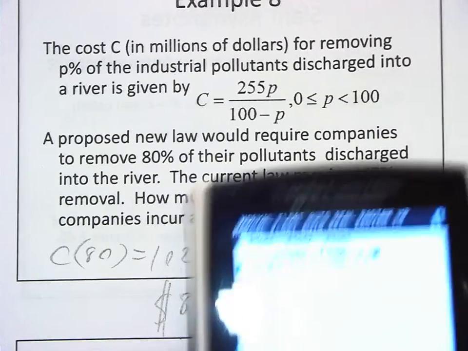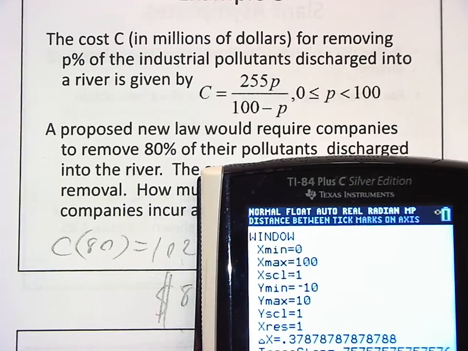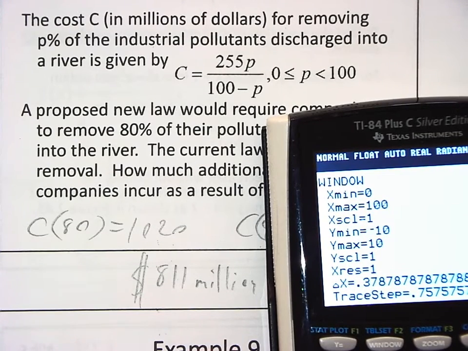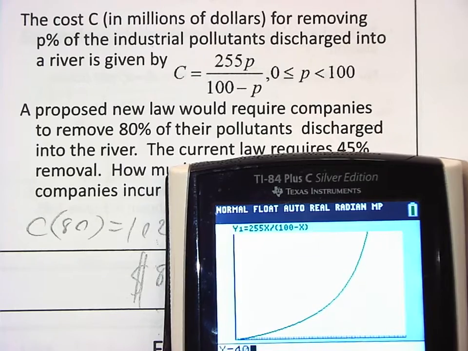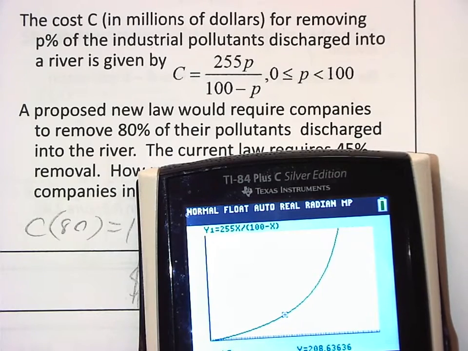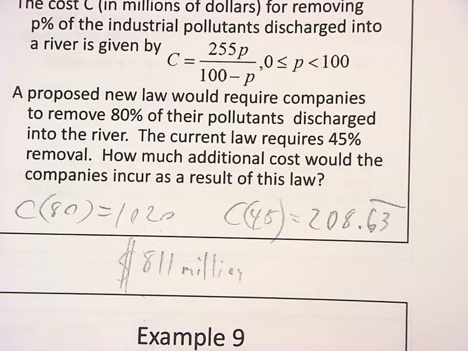So the idea is, and it looks a little bit strange, but if I graph this thing from 0 to 100, because negative values wouldn't make any sense, and I know I want to go up to at least 811, right? So I'd probably go up to 1,000. And graph that. You can see the rise, the first 40% isn't that much. For 45, you have that 208. Not 80, you have 1,020. So it's an 811 million increase from 45 to 80.